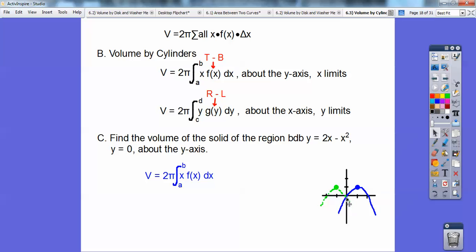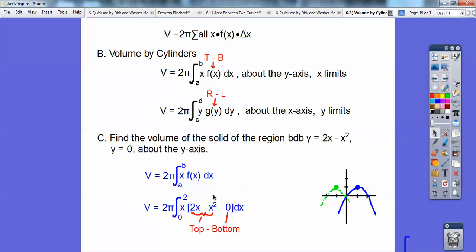This is x equals 0 and this is x equals 2 right there, and it's going around, so it's going to be 2 pi times x times f of x. Then we're going to do the top equation, which is this blue parabola, minus the bottom equation, top minus bottom. So here it is right there.